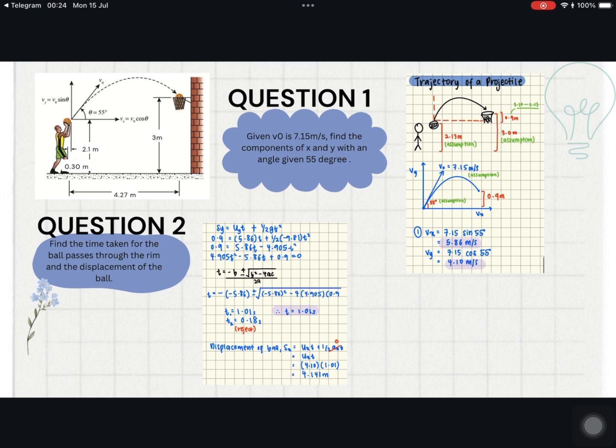And we can find the displacement of the ball in the x component by using the same formula, but we will sub in the x component value and we will get 4.141 meter for the displacement of the x component.